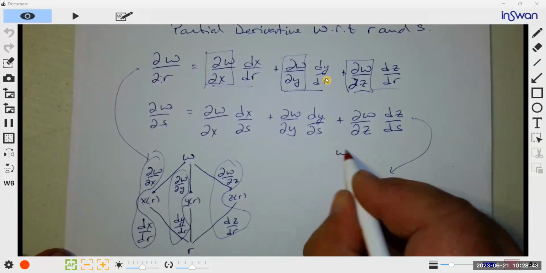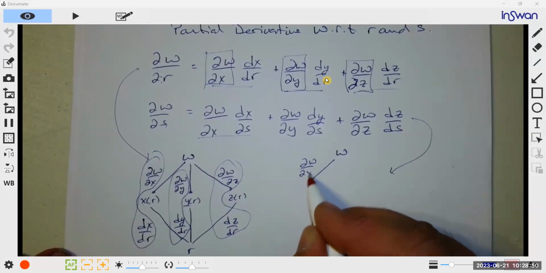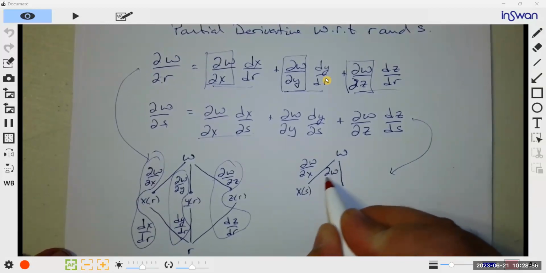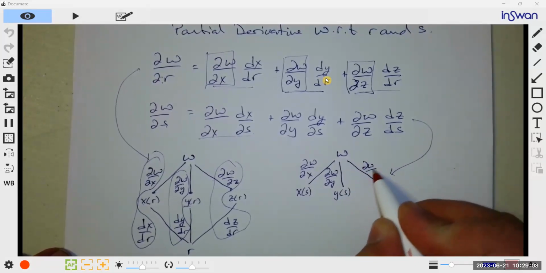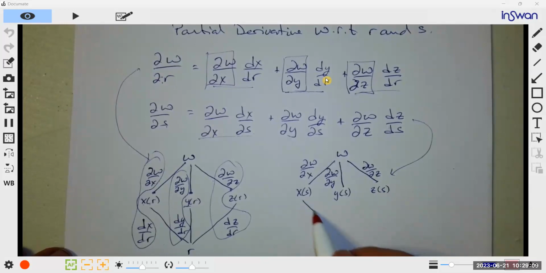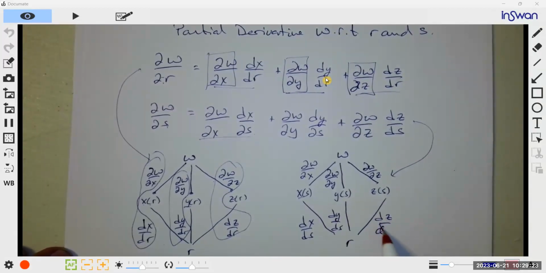So we do the same thing with the last one. We have the partial of W with respect to X. This gives us X of S. Partial of W with respect to Y, which gives us Y of S. And the partial of W with respect to Z, which gives us Z of S. Now we take a derivative of X with respect to S, of Y with respect to S, and Z with respect to S. And that's pretty much how you read it, interpret it, and draw it.